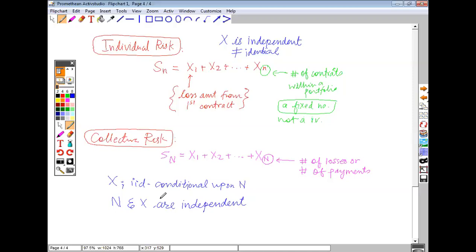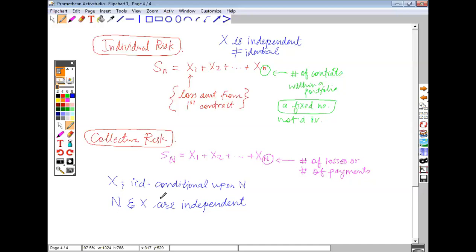Just to remind ourselves, there are two main categories of risks that we might have to look at. One is individual risk and the other is collective risk. Whenever we know the number of contracts that we have within a particular portfolio, which is just a collection of similar policies, and when I'm talking about a contract, it represents a particular policy which a particular policyholder has signed with me. So that forms a contract.